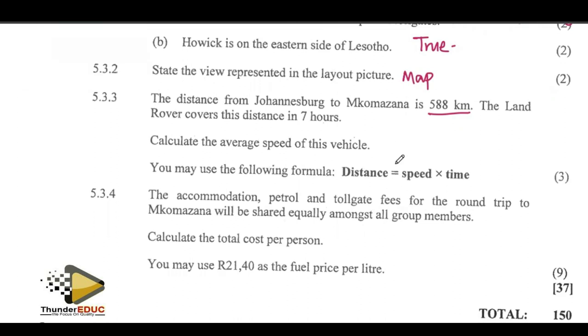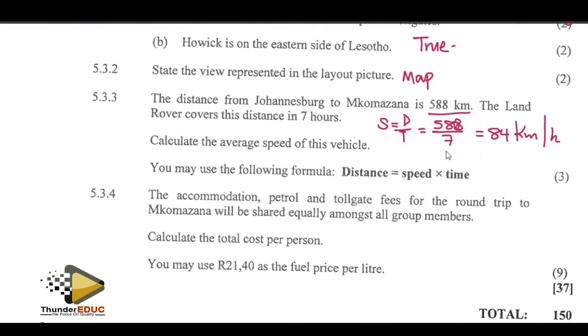What are you going to do? You know very well, look at the formula they've given you. Distance equals speed times time. But you're looking for speed. So speed will equal distance over time. Please always remember that. So our distance is already in kilometers. 588 divided by 7. So the average speed was 84 kilometers per hour.